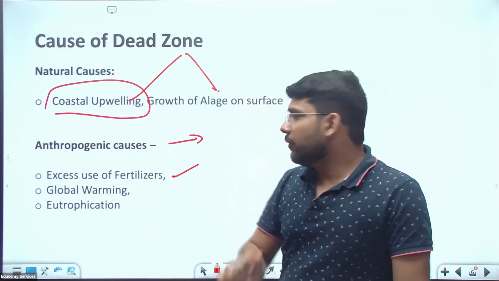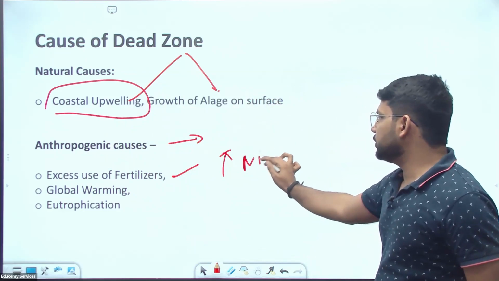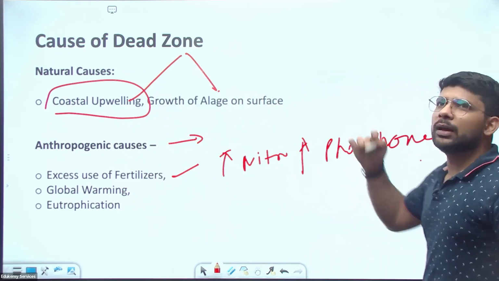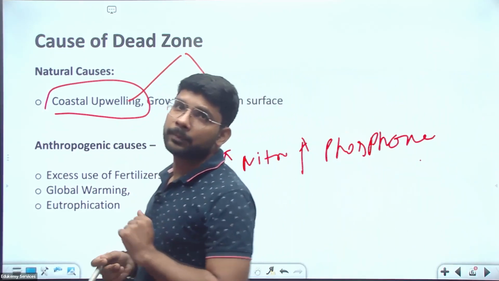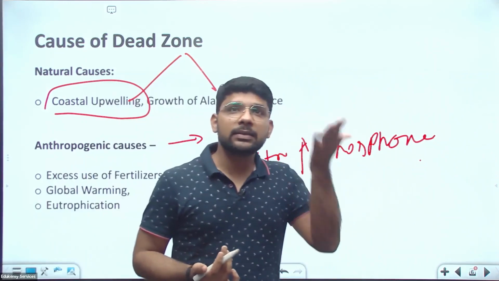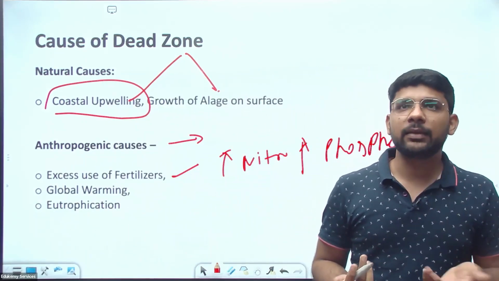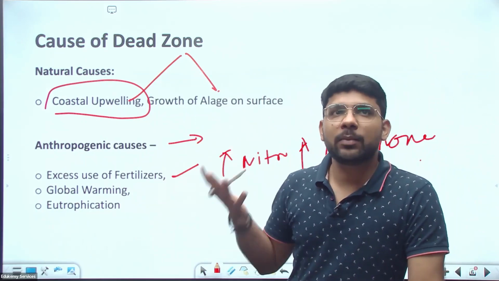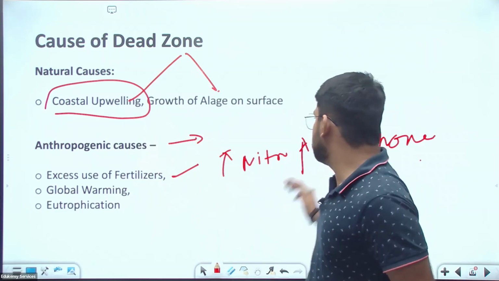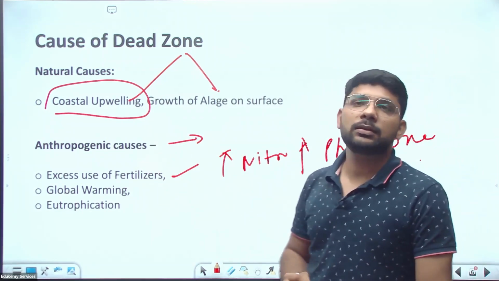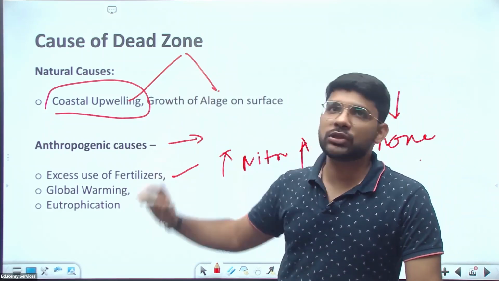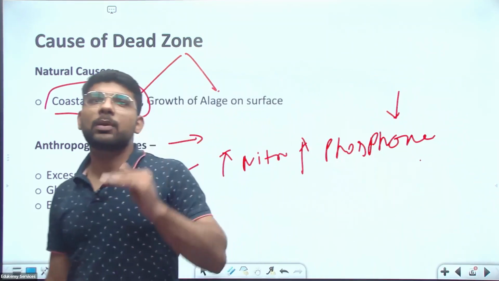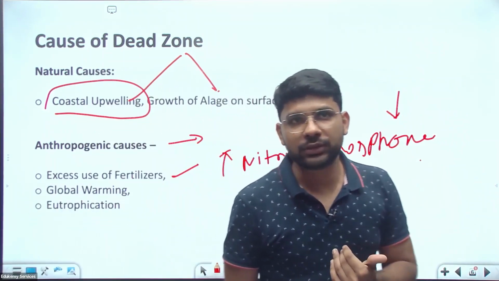So that excess use of fertilizer increases the amount of nitrogen, phosphorus and some other chemicals in the water body, which leads to an increase in the growth of plankton, phytoplankton, and algae, and they consume more oxygen. If they are consuming more oxygen, that will lead to a decrease of oxygen in the water body, meaning an increase in the oxygen demand. Then global warming. Global warming is also a major cause of the decrease in oxygen there.